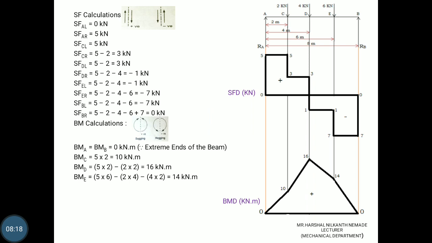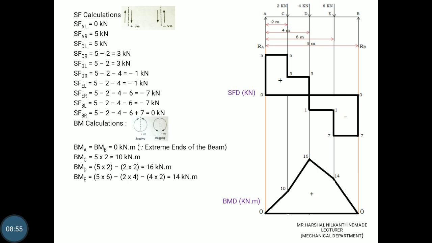Now I will start with SF calculation and BM calculation. For SF calculation, you may see I have again made the sections. Whatever points are there, at each and every point you have to make one section to the left and one section to the right. After making the section, you have to always look to the left side only, whichever force I am getting or not. So see, at SF at A left, I will make one section. I will look at left hand side, there is no force. It will be 0 kilonewton.